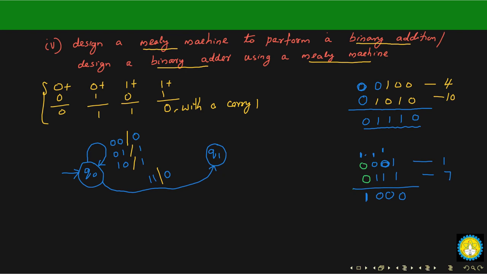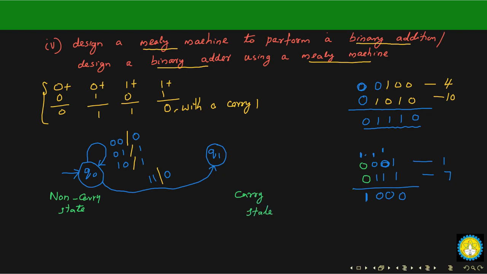Now you can understand these two states, that's Q0 and Q1, as Q0 is a state where you don't have any carry. So I can write it as a non-carry state, and Q1 is going to be a carry state here. So Q1 is a state where you have a carry.